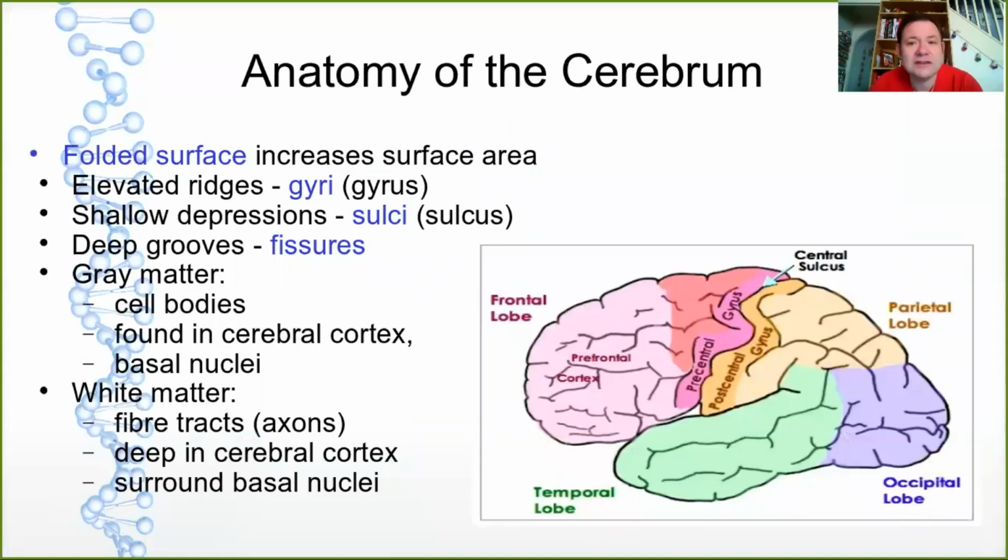The anatomy of the cerebrum, the cerebral cortex. It's a folded structure. The folded structure increases surface area. It has elevated ridges known as gyri, shallow depressions known as sulci, and deep grooves known as fissures. Whereas the grey matter is the cell bodies, the neurons, the bits of the brain that are doing the thinking. They're found in the cerebral cortex and in the basal nuclei deep in the brain. There's also the white matter. These are the fiber tracts, the axons, the wires that connect different parts of the brain together.